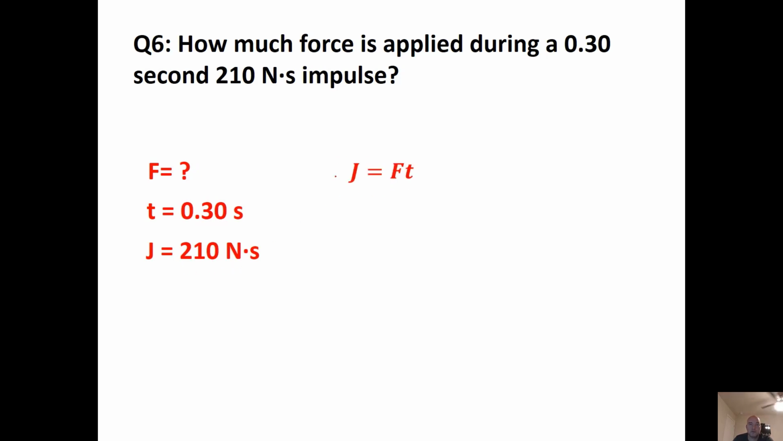So we're going to have the impulse equation, but we're going to solve for force. We're going to divide out the time, and we get force is equal to impulse over time. Plug in our numbers, and we get a force of 700 newtons.